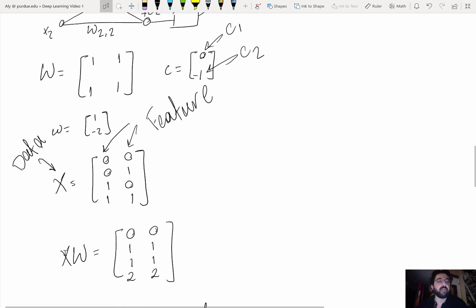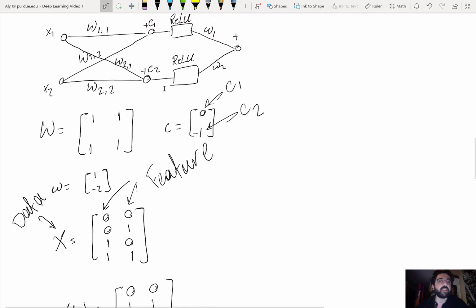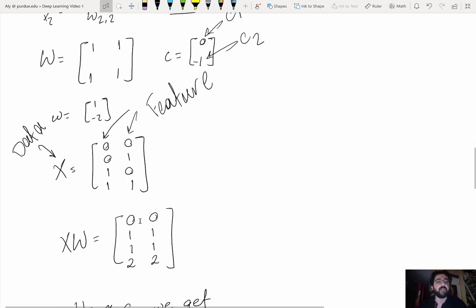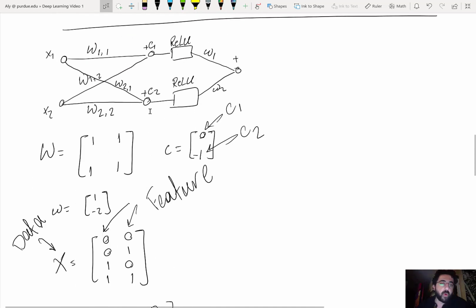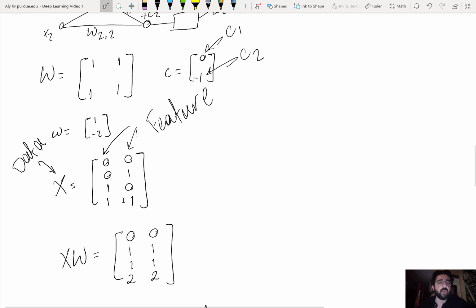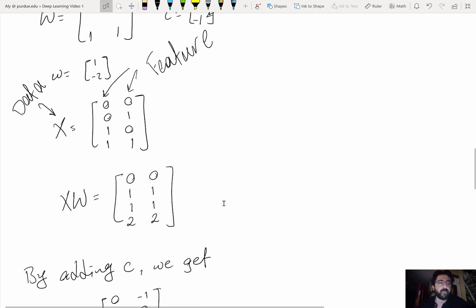Now if I take my data vector and transform it by the first linear transformation through w11, w12, w21, and w22, and multiply these matrices, I get these columns: 0, 0, 1, 1, 1, 1, 2, 2. Because both these neurons, since all the weights are 1s, are adding x1 and x2. So for the first vector you get 0, for the second 1, for the third 1, and for the fourth 2.